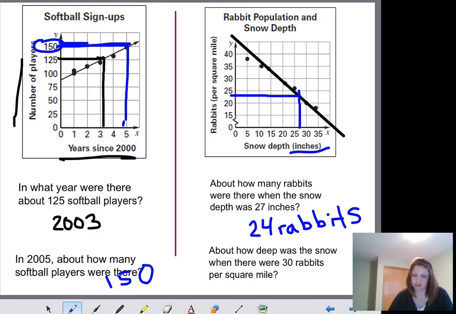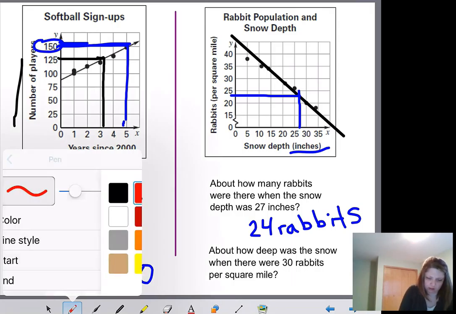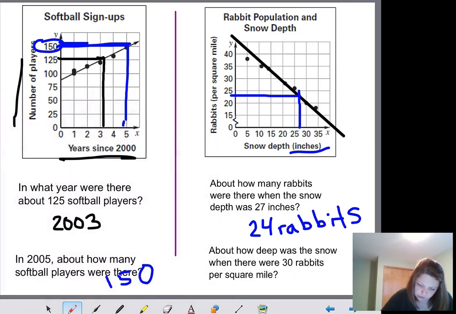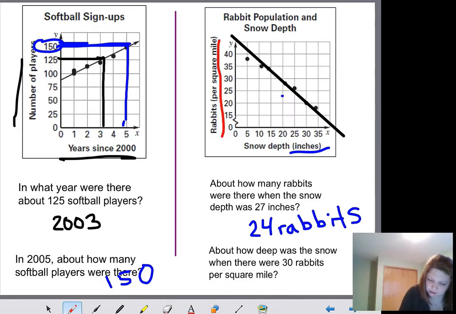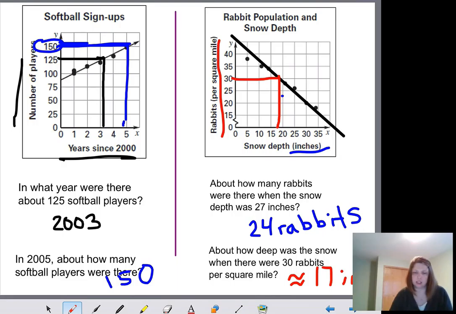About how deep was the snow when there were 30 rabbits? So let's change the color again. And 30 rabbits, so 30 rabbits are right here. And then we're going to have, oh, sorry, no, that's not right. Okay, let's clear that. Here are the rabbits, so 30 rabbits. And then we want to know how deep was the snow. So if I draw, this will be approximately 7 inches deep.